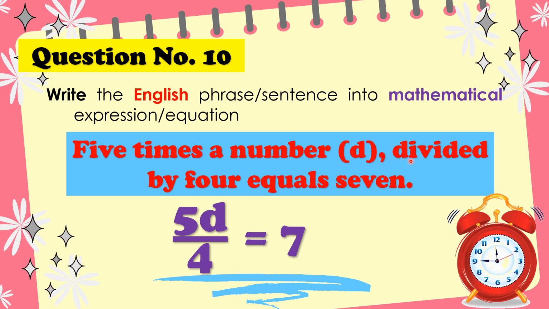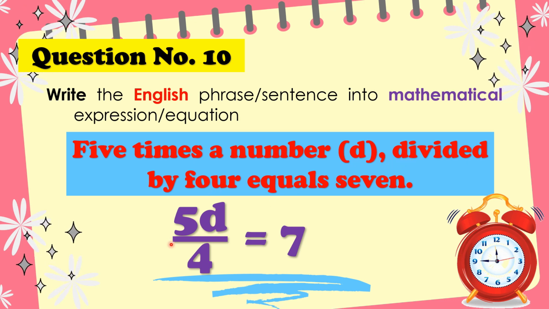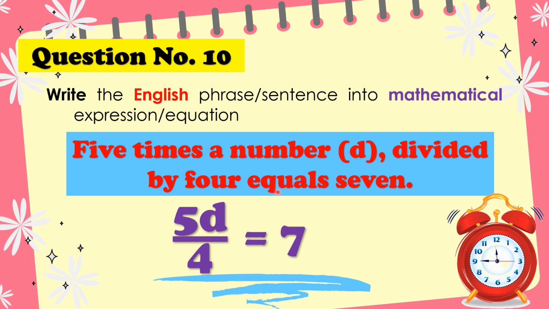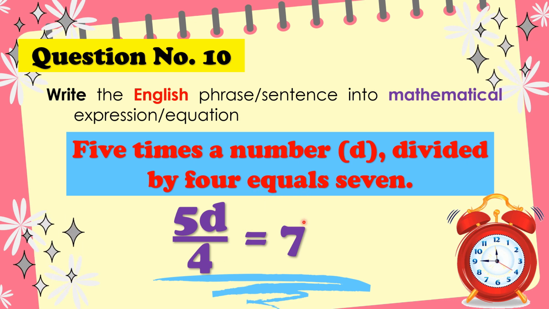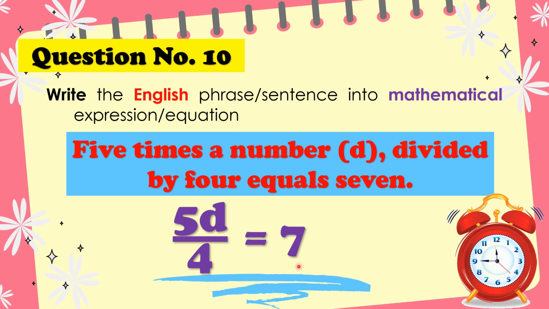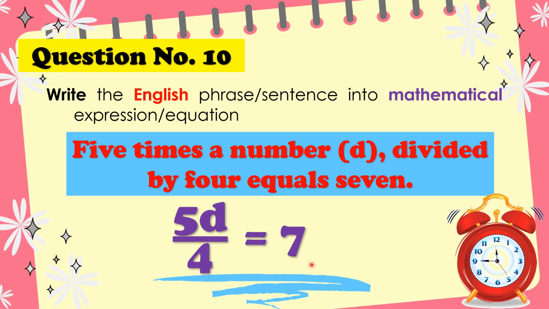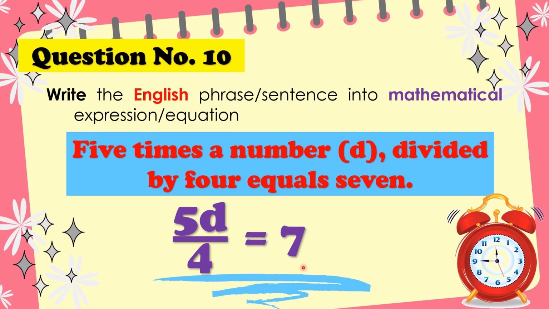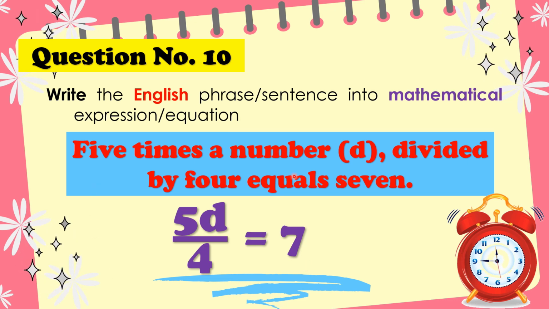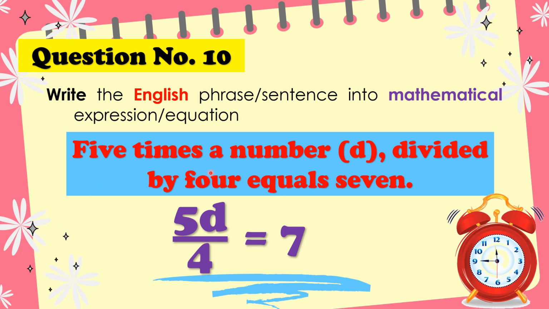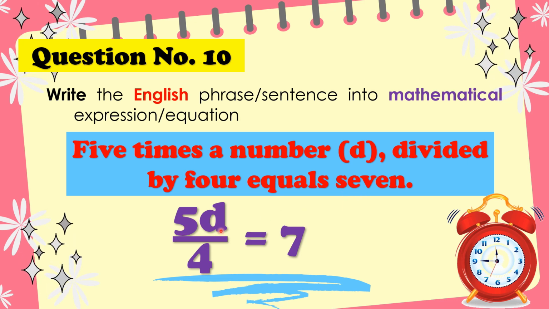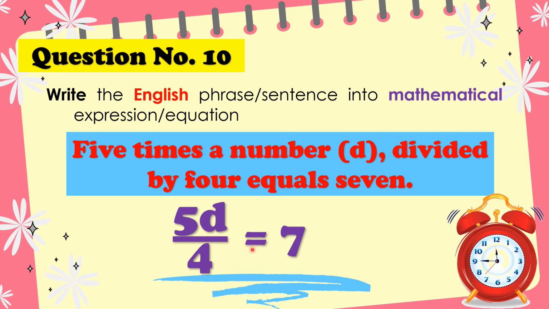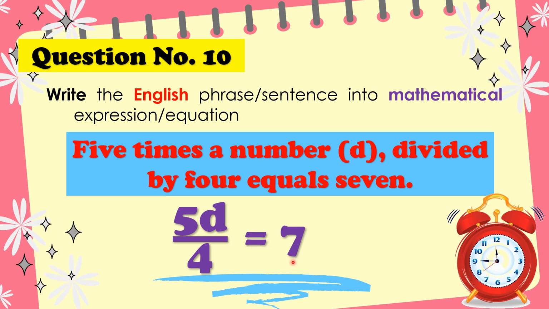And it is divided by 4. Kaya nagkaroon ng over 4 dito. At sabi, yung quantity na yan ay equals, kanino? Kay 7. Kaya, naging ganito yung ating final answer. So, when you translate 5 times a number D divided by 4 equals 7, the answer is 5D over 4 equals 7.